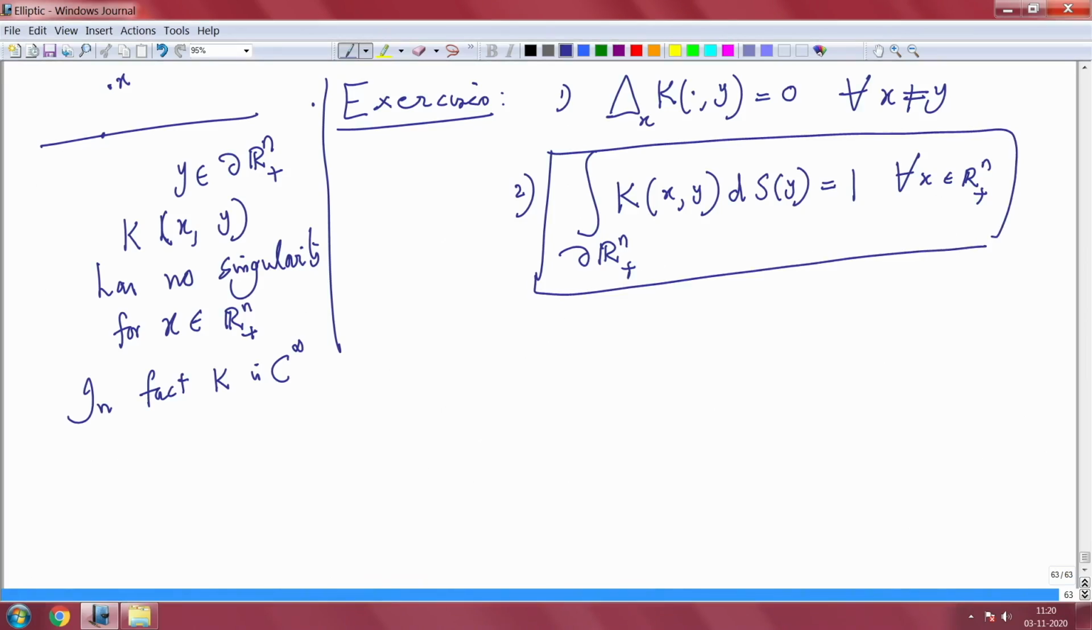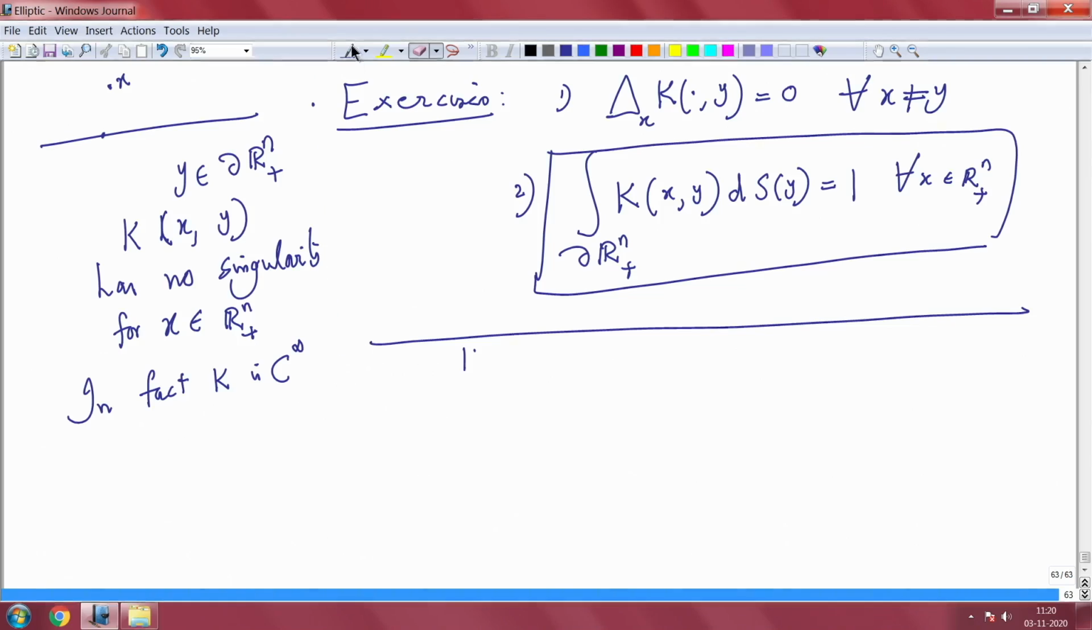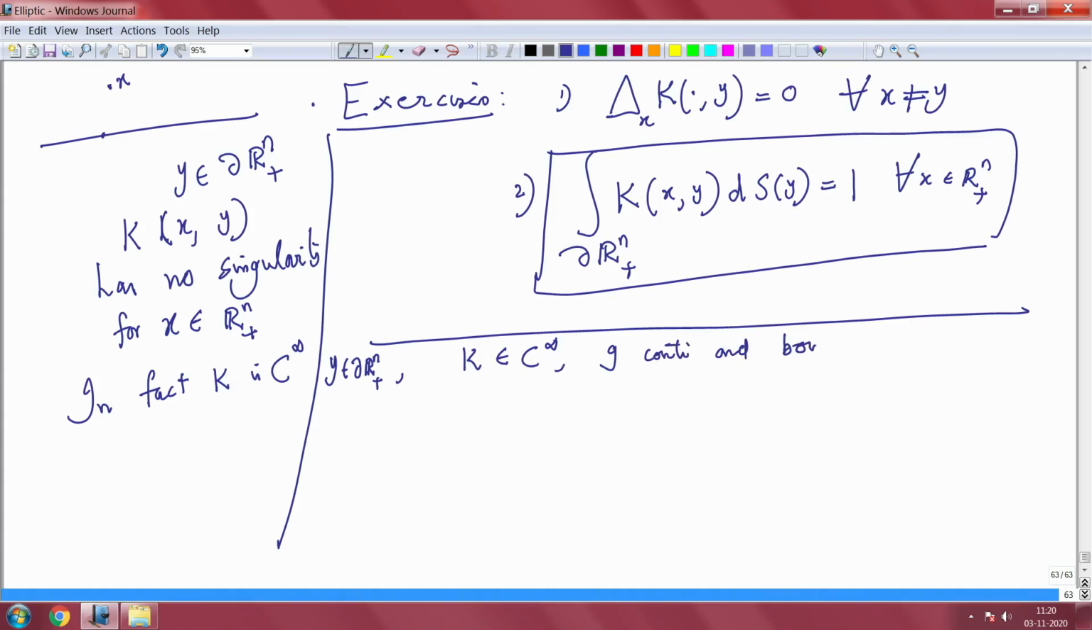And another thing which you have to understand: k is C infinity for y on the boundary of R^n plus. Understand this kernel very nicely. K is C infinity, and assuming g is continuous and bounded, you can actually show that u is differentiable. These things together tell you that you can take differentiation inside.